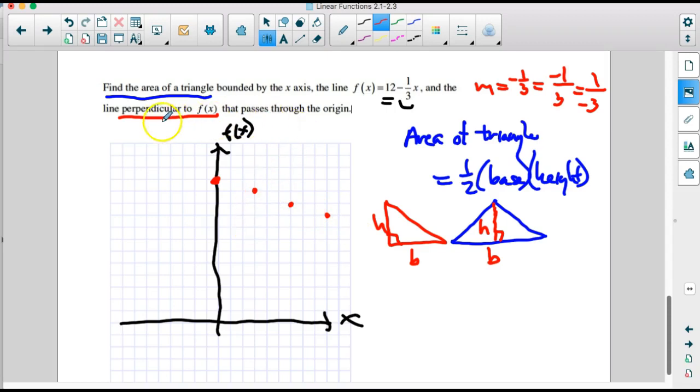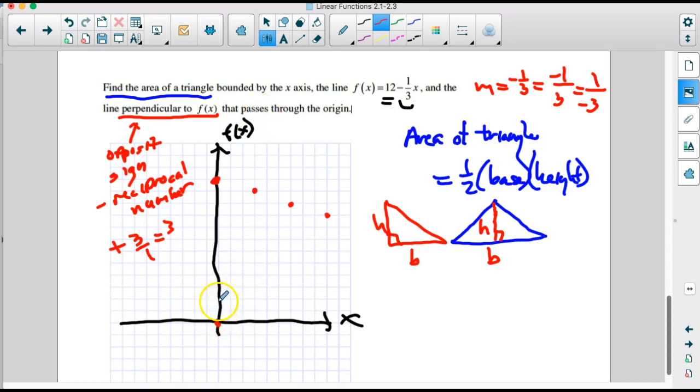Okay, now it says it has to be perpendicular and pass through the origin. So to be perpendicular means that we have to have the opposite sign, and it has to be the reciprocal number. In this case, the slope is negative 1/3, so the opposite sign is positive. And the reciprocal of 1/3 is 3 over 1, which is 3. So I'm going to do the same thing, but I'm going to graph from the origin this time, because it says it passes through the origin, and it's perpendicular.